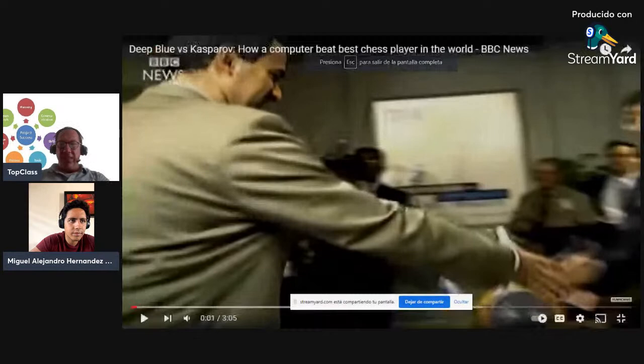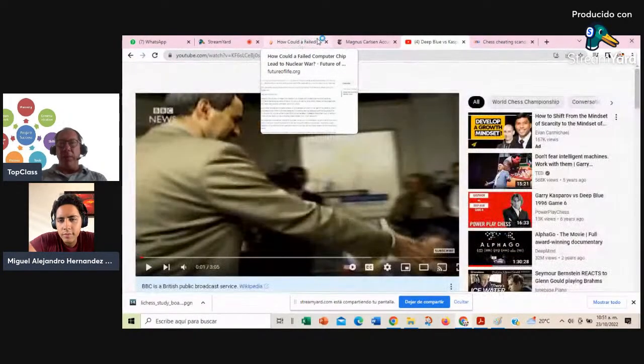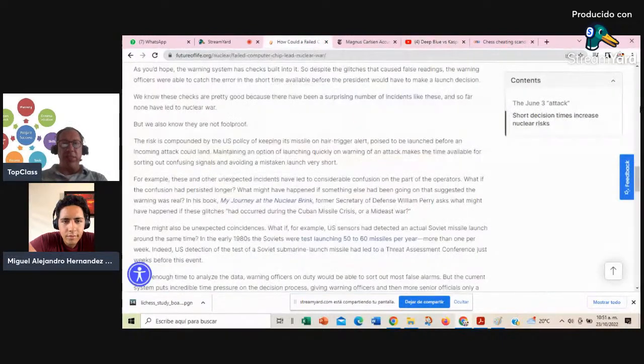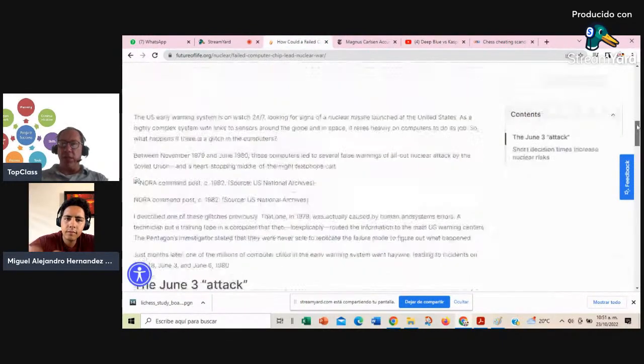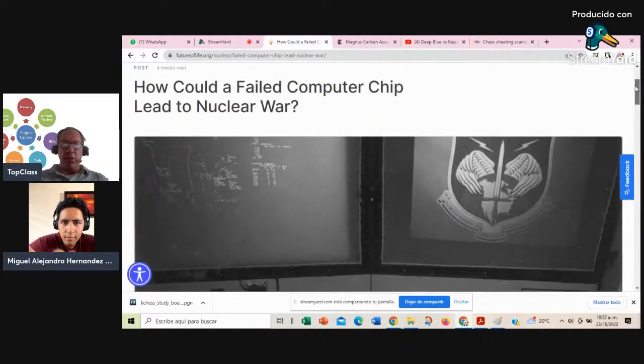It's very important, and there is another aspect of technology which is not only bad but also dangerous. Let's take a brief look at this article here. I don't know if this topic is familiar to you. Can you read the heading, please? How could a failed computer chip lead to nuclear war? What do you think the contents of this article is going to be about?